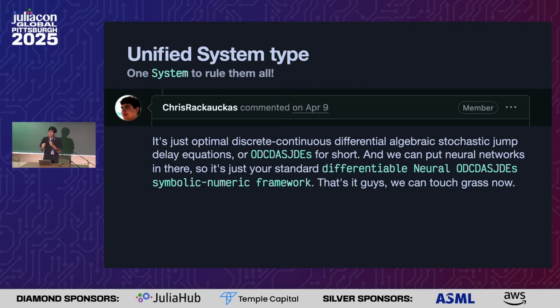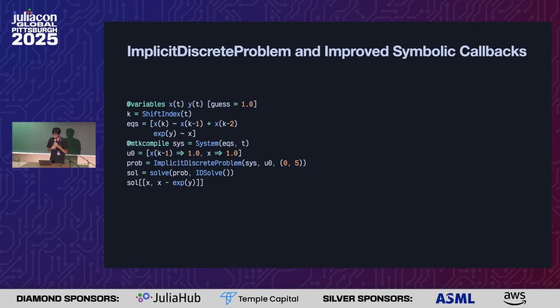And no mention of this system type would be complete without this quote from Chris in one of the pull requests, where we're really just talking about an optimal discrete continuous differential algebraic stochastic jump delay equations. And so I'm not even going to try and figure out what that acronym is, but I think if we get together, we can probably add a few more letters in there. So that's a project that I'd like help on.